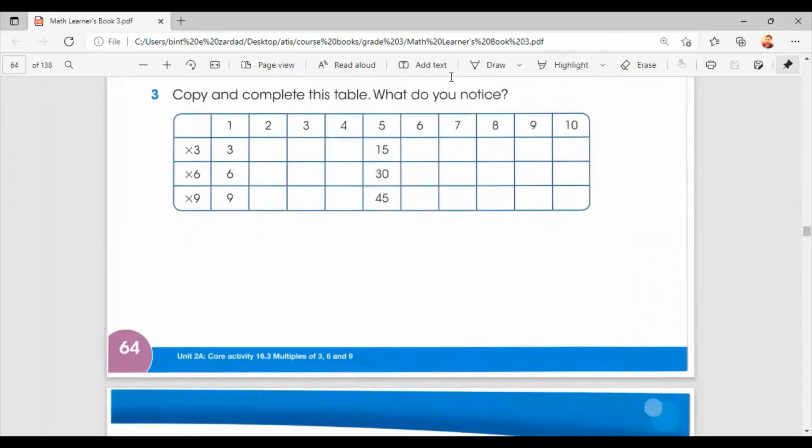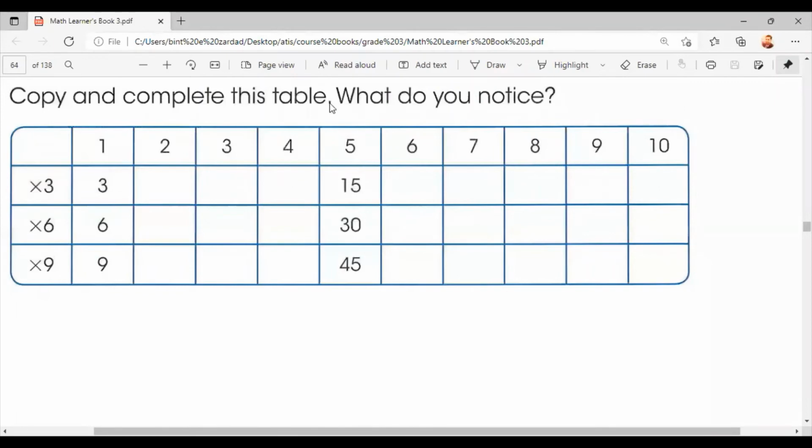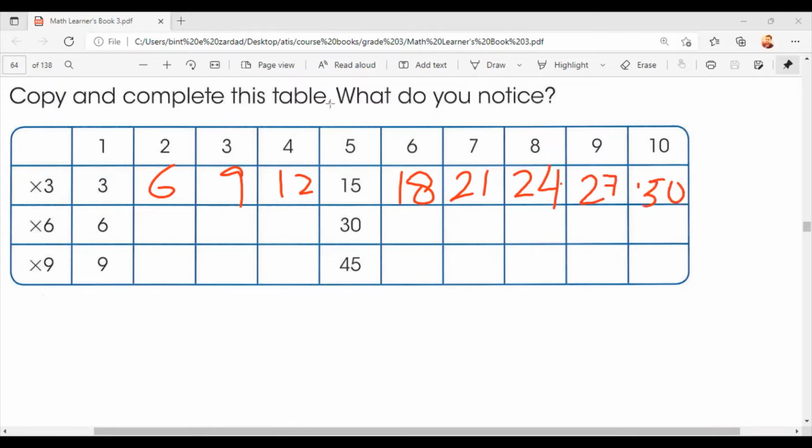Now copy and complete. Question about multiples. Here we need to write the multiple of 3, the multiple of 6, the multiple of 9, and the table of 3. 3 one time 3. 3 multiplied 2 equals 6. 3 multiplied 3 is 9. 3 multiplied 4 is 12. 3 multiplied 5 is 15. Then 18. 3 multiplied 7 is 21. Then 24. Then 27. Then 30.